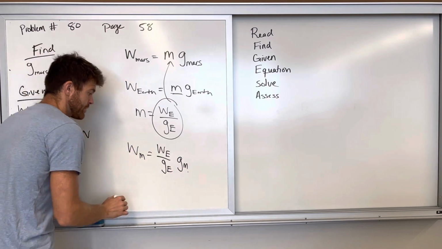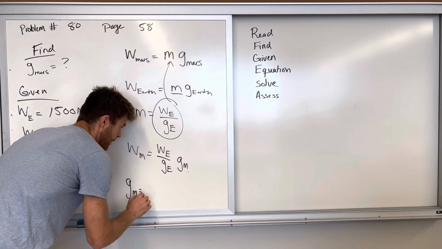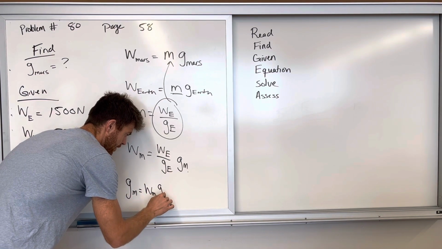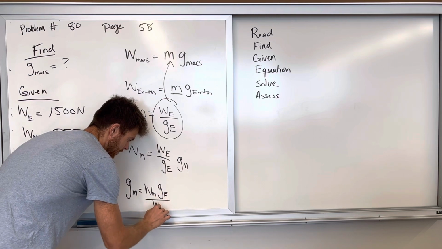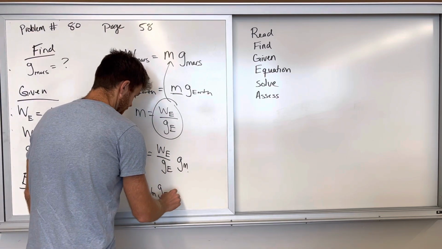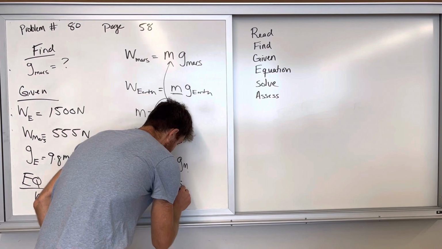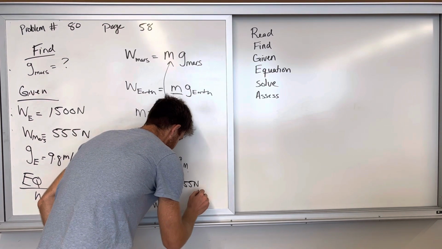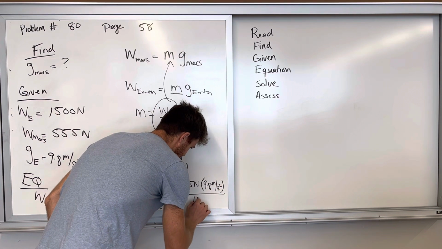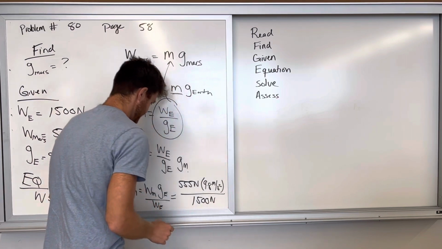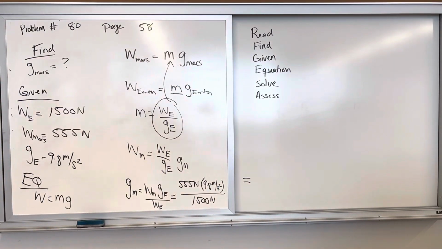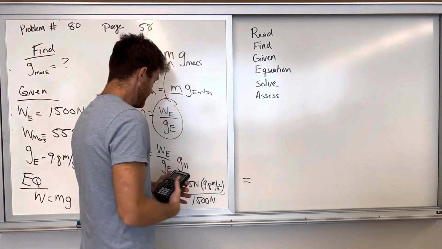Solving for acceleration due to gravity on Mars, we get the weight on Mars times the acceleration due to gravity on Earth, divided by the weight on Earth, right? If you divide by a fraction, that's the same as multiplying by the reciprocal. That gives us 555 newtons times 9.8 meters per second squared, divided by 1,500 newtons. Grab a calculator here. So notice newtons will cancel out newtons.